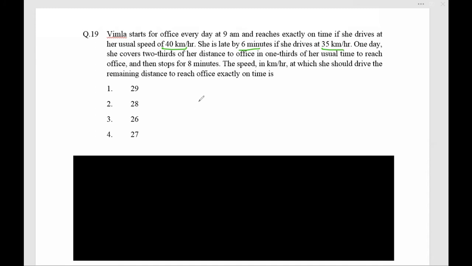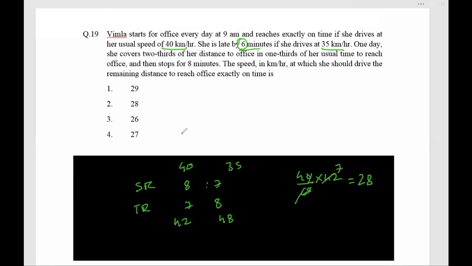So let's try to find out other information from here. Speeds are: right time speed 40, late speed 35. So what is the speed ratio? 8:7. So what is the time ratio? 7:8. Time gap 6 minutes. So every day she takes 42 minutes, today she is taking 48 minutes. So at the speed of 40 kilometers per hour, she is taking 42 minutes. So what is the distance? 40 by 60 into 42. Distance is 28 kilometers.